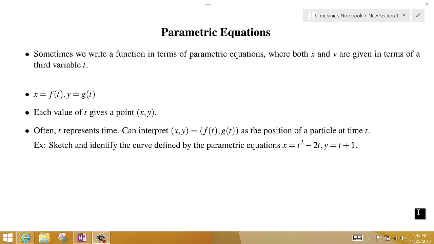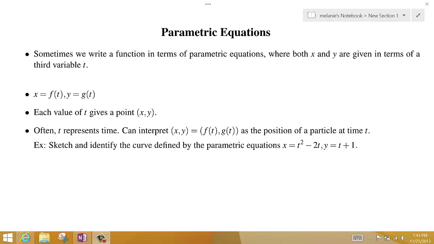We can interpret the point (x, y) equal (f of t, g of t) as the position of a particle at time t. Let's try an example. Sketch and identify the curve defined by the parametric equations x equal t squared minus 2t and y equal t plus 1.